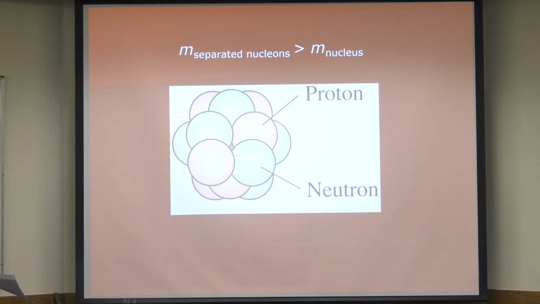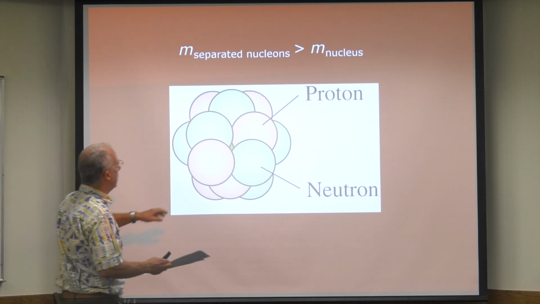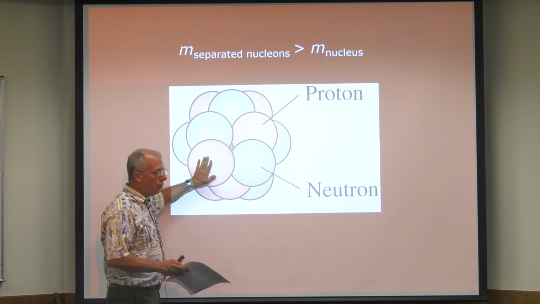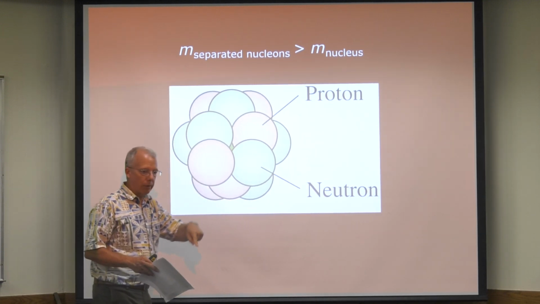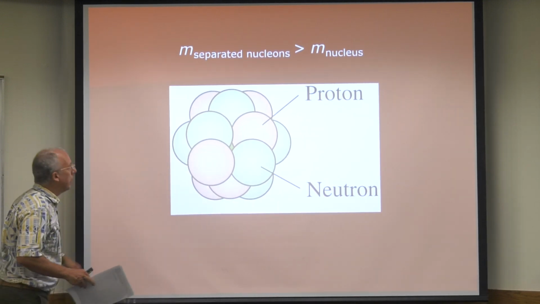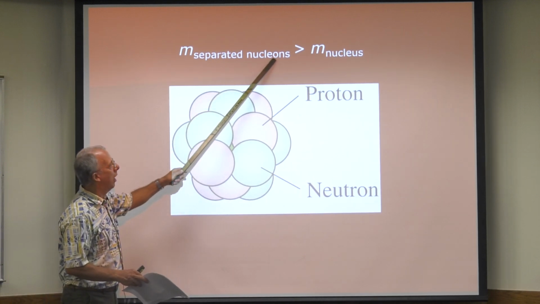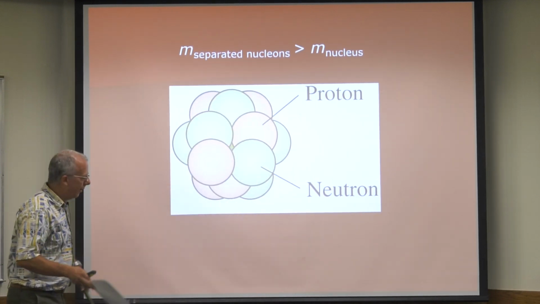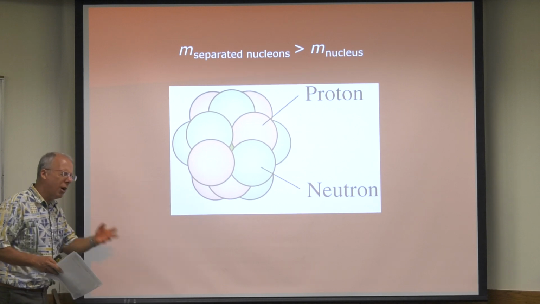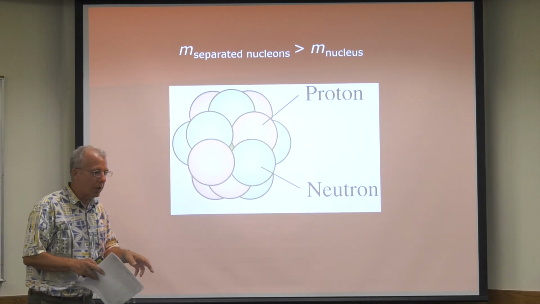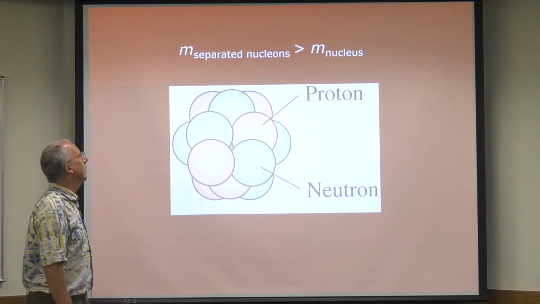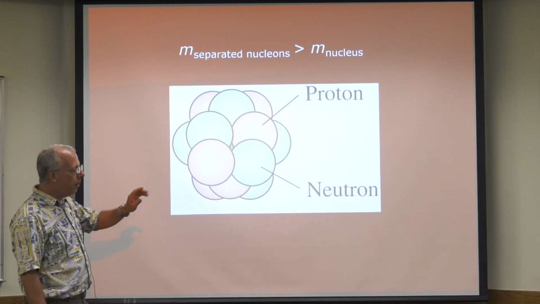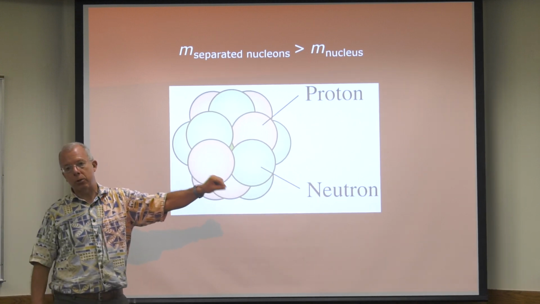Here's what happens with a nucleus. So you measure the mass of all the individual pieces. By the way, a proton and a neutron are part of the nucleus, right? And so people sometimes call them nucleons. So a proton and a neutron, since they make up the nucleus, are called nucleons. Okay, so you measure the mass of each nucleon, each proton and neutron.